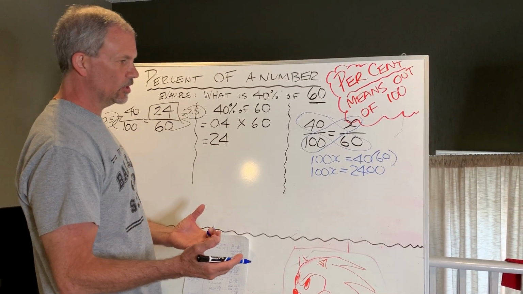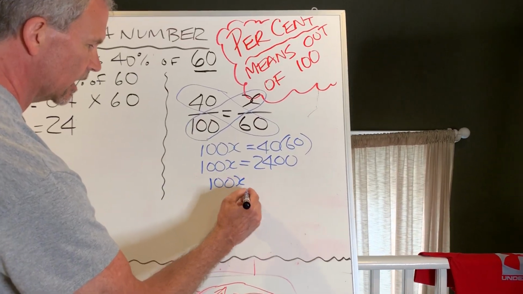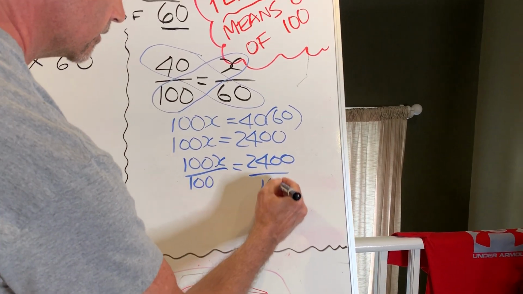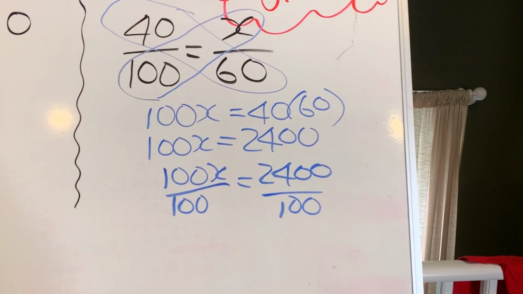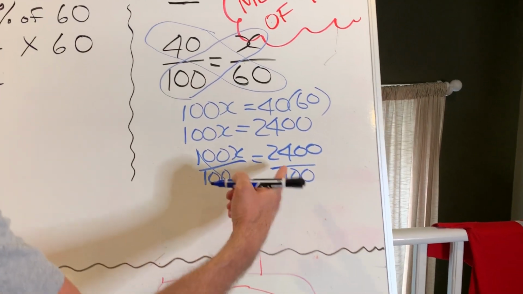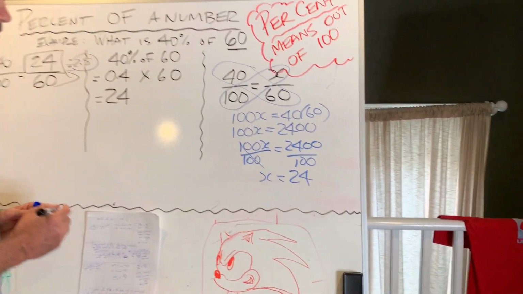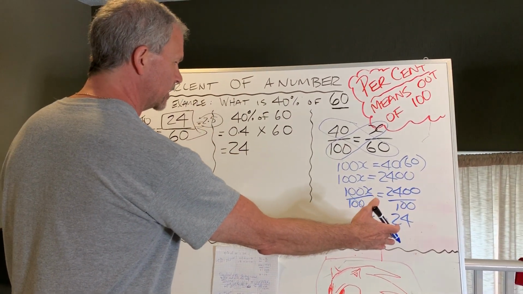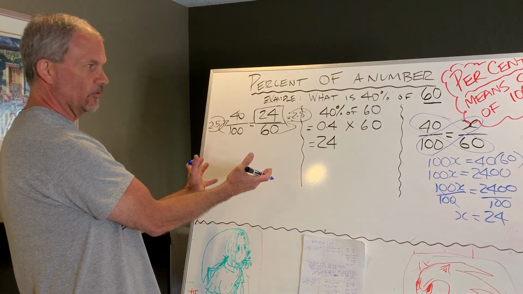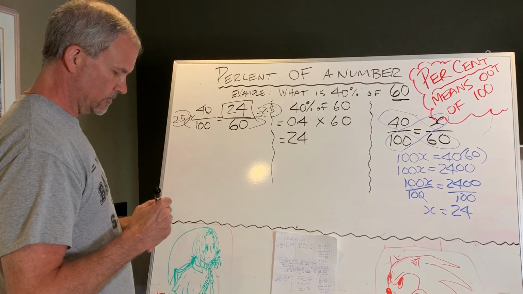And now we're using algebra. You thought we were done with it? We're not. How do I get to 1x? I divide both sides by 100. Remember, if I'm multiplying by 100, if I divide by 100, they cancel out. I'm left with x equals, and when I divide 2400 by 100, I get 24 again. So 24 cross multiplication, 24 converting to decimal, 24 using equivalent ratios. The answer is 24. 24 is 40% of 60.